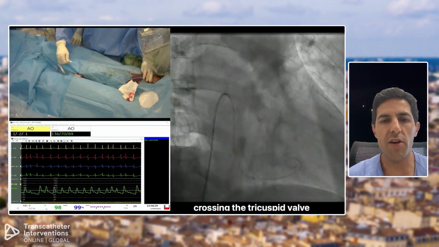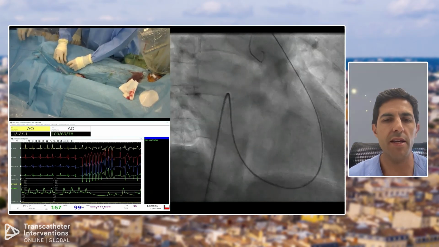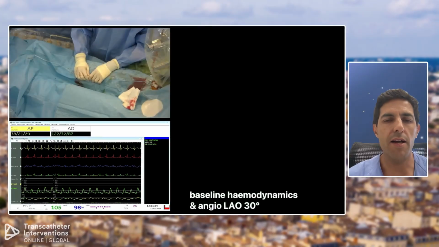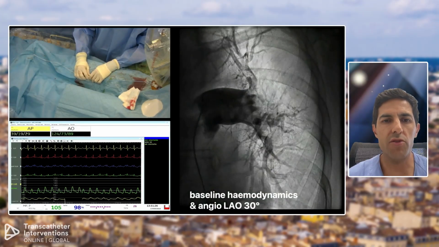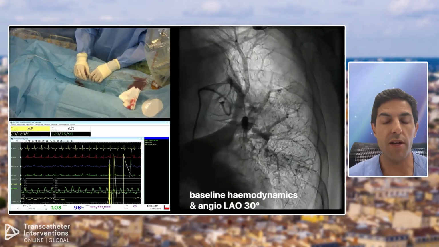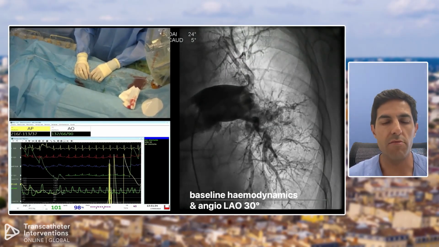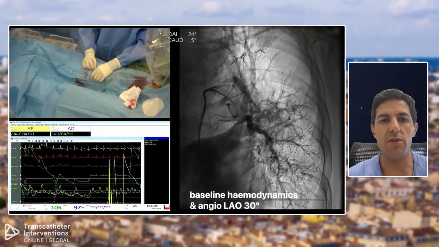So first thing is to cross the tricuspid valve. You can use a Swan-Ganz, but you can also very easily navigate a pigtail. The purpose of using a big catheter is to go central in the tricuspid valve. This is an old case. That's why I'm using angiograms. But I want you to see them for educational purposes.